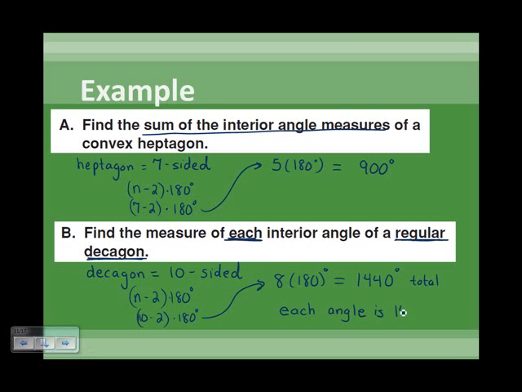is 144 degrees. So you have to be sure that you're finding the correct thing. Are you finding the sum, or are you finding each individual angle? And you can only find each individual angle if they tell you that the figure is regular.